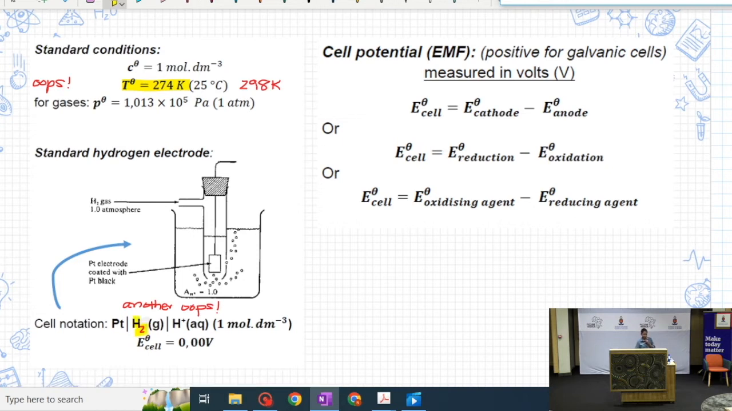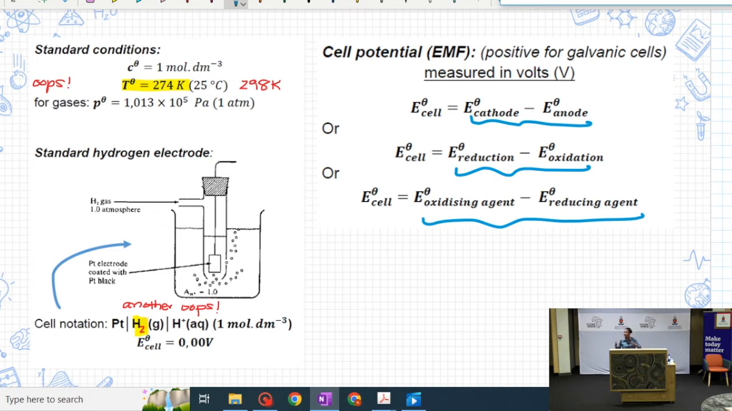The second mistake, you should have H2, not H big 2. And then I just want to point out to you, please do not use abbreviations when you use this formula. You must use the whole formula and write it down as it is on your formula sheet. If you say E cathode, E anode, or you say E reduction, E oxidation, you're not going to get your formula mark. So you must write down these formulae exactly as they are.